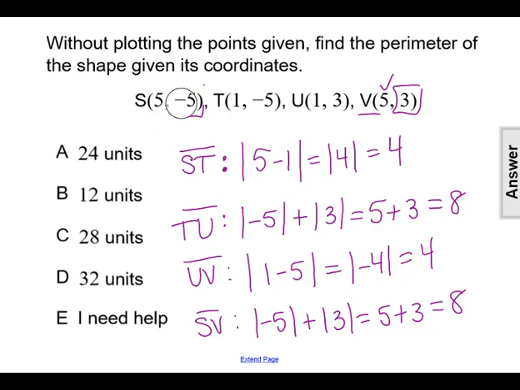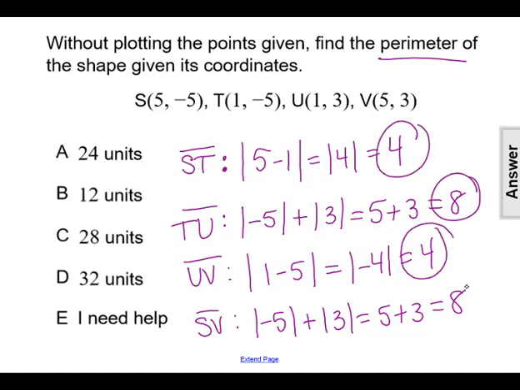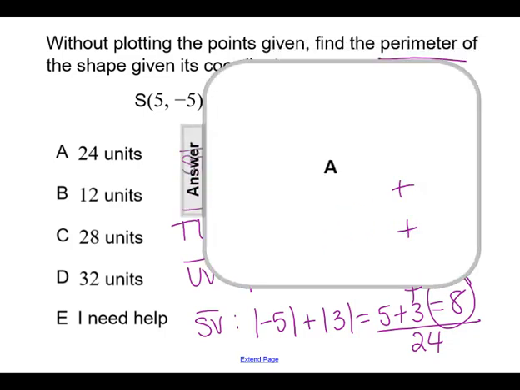So now we actually have the lengths of all the side lengths of the shape. So to find the perimeter, we add them up. We do 4 plus 8 plus 4 plus 8, which is going to give us a total value of 24, right? Adding them up. So the perimeter is going to be 24 units, making our answer choice A.